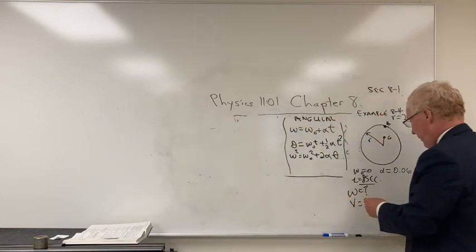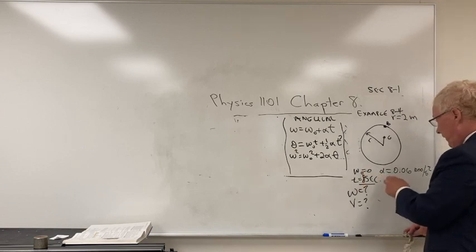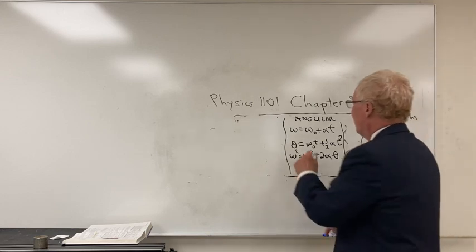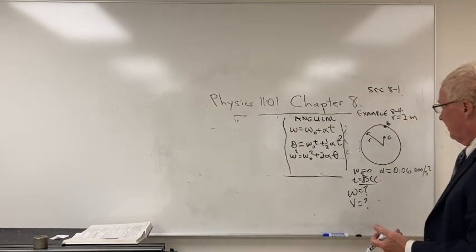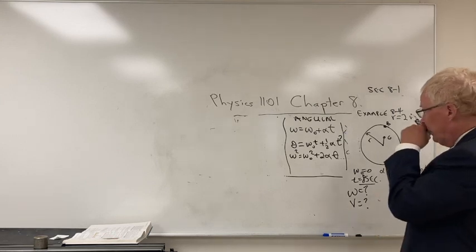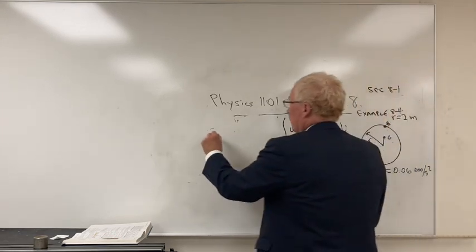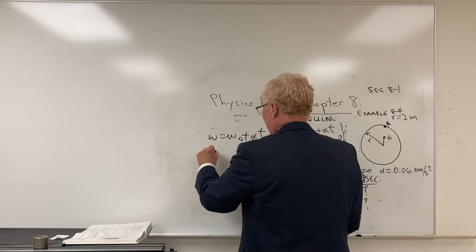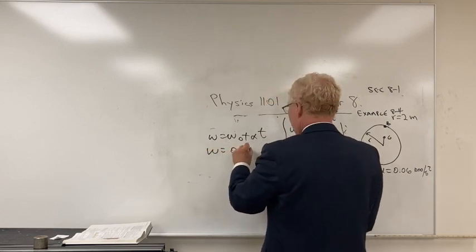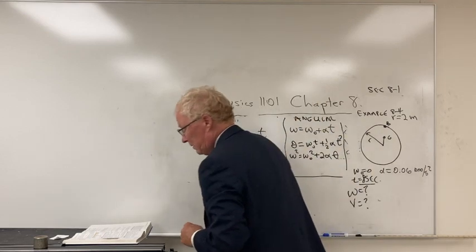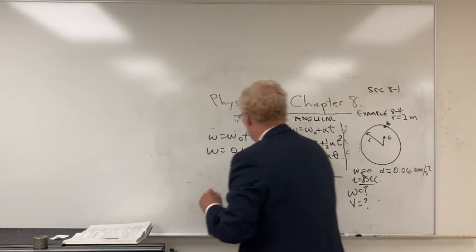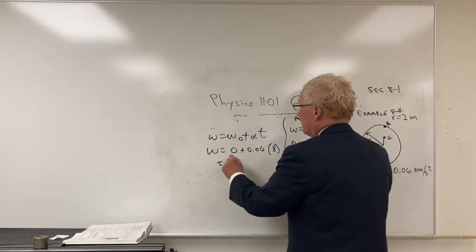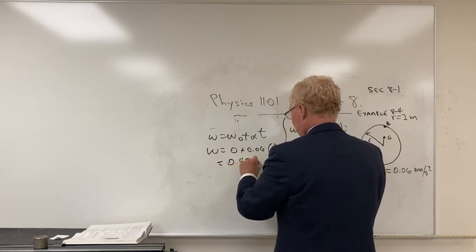We're trying to find omega. We're given omega naught, we're given alpha, we're given t. So we want to find what omega is after 8 seconds. If you look at these, we want to use the first one. Omega is omega naught plus alpha t. So that'd be omega is 0 plus 0.06 times 8, and that would be equal to 0.48 radians per second.